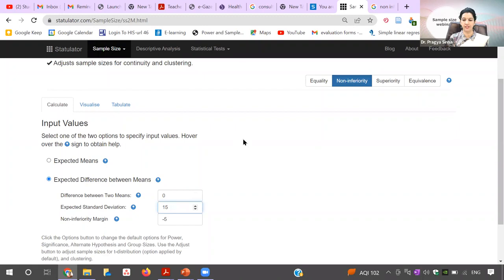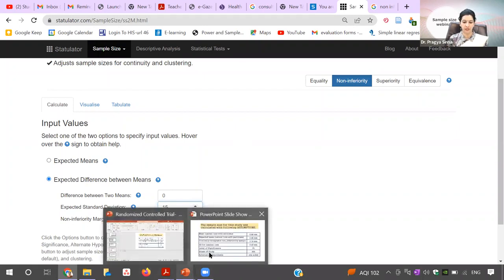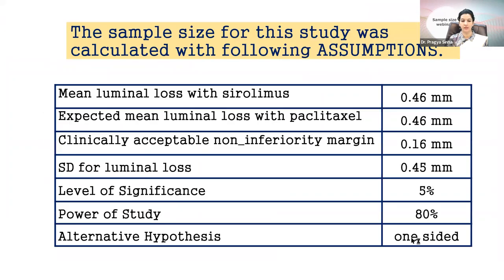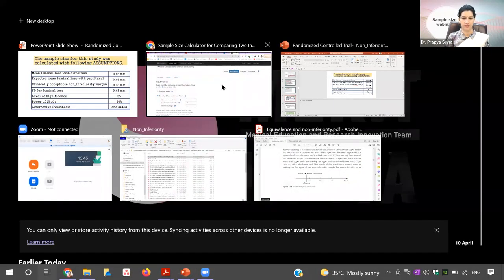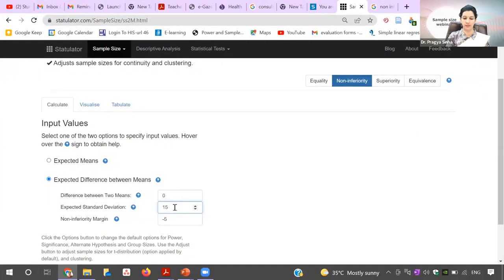What was the standard deviation? Let me go back. Standard deviation was 0.45, and 5% and 80%. So I'll go back to statulator, and I will have this as 0.45. And the non-inferiority margin, what was it? It was 0.16. So I'll keep it as 0.16. Now, you can see here in the non-inferiority margin there is a minus sign. So this minus and plus, it does not matter here.